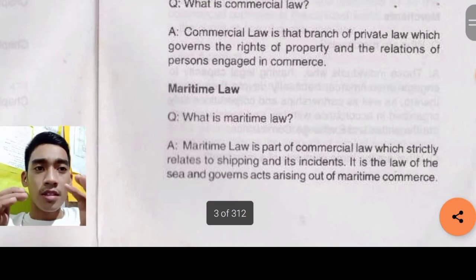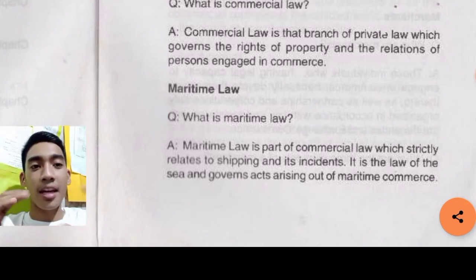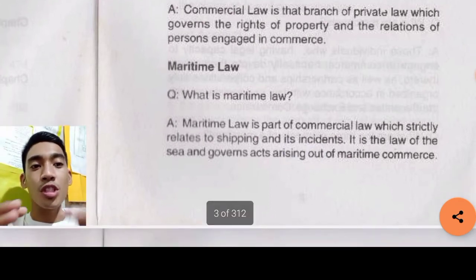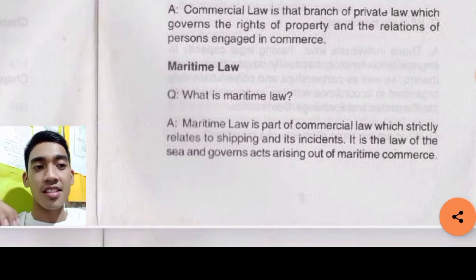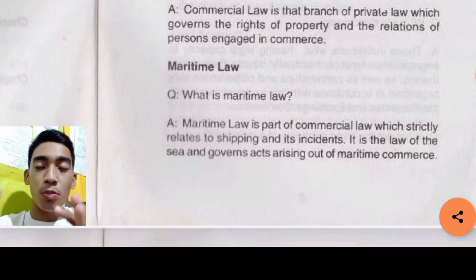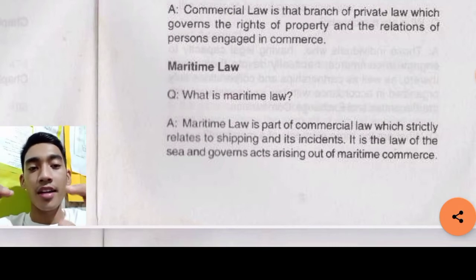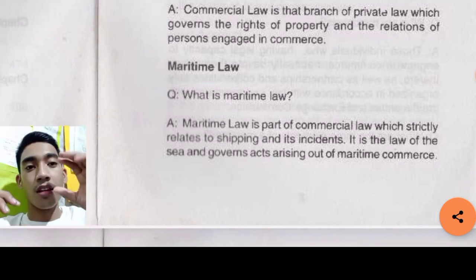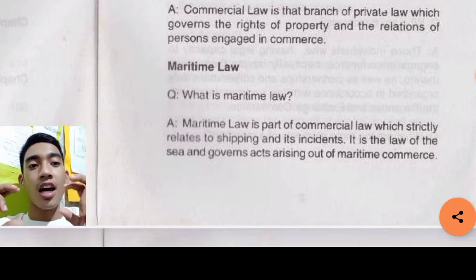Now, how do we define maritime law? Maritime law is part of commercial law, which strictly relates to shipping and its incidents. It is the law of the sea and governs acts arising out of maritime commerce. So, maritime commerce, more on shipping. Maritime law is a branch of commercial law which governs any act arising out of maritime commerce, particularly shipping, the ships.